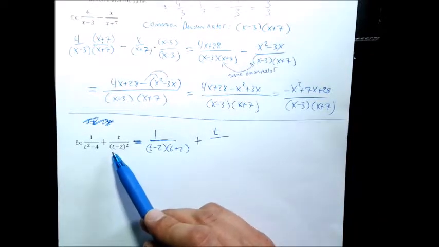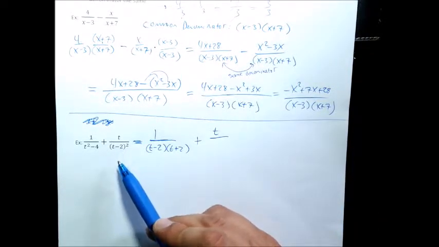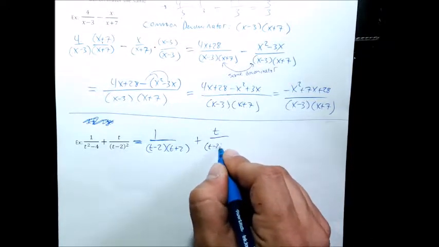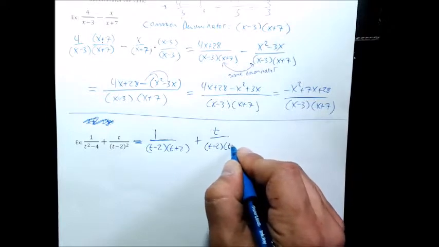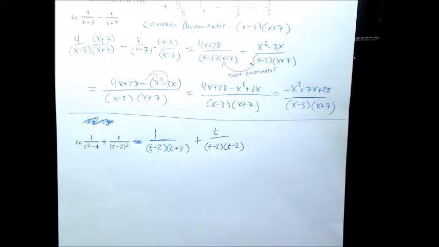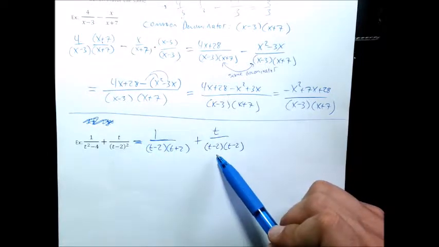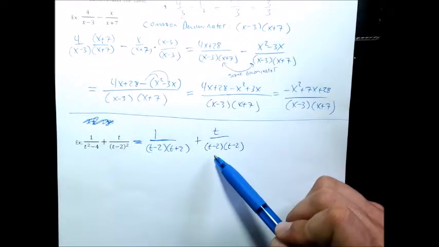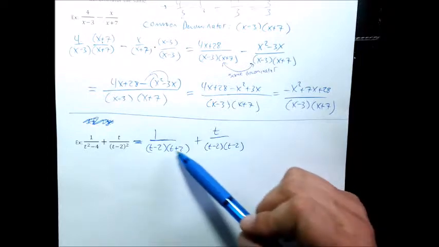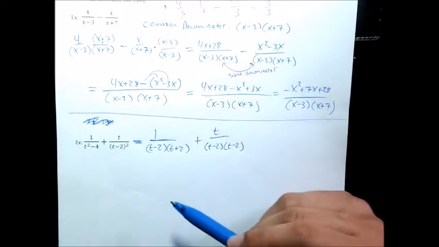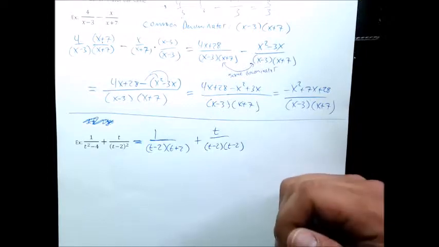T minus 2 squared can be rewritten as (t minus 2)(t minus 2). That squared just means you multiply it by itself, and so that's what I did. Again, the reason we want to do that is because now it's easier to see what the common factor is, the common denominator, I mean.